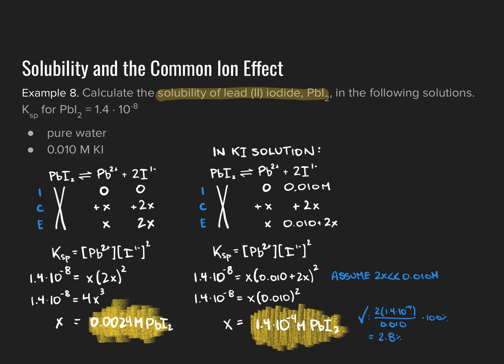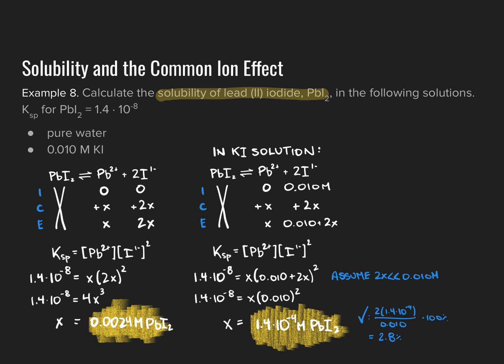Now again, I did make an assumption to solve this here, so let's check that assumption by taking the thing I assumed was small, which was the 2x value, so 2 times 1.4 times 10 to the negative 4th, and dividing that by the initial concentration I assumed it was small in comparison to, of 0.010 molar, and then multiplying this by 100 to express this as a percentage. I find here that my assumption introduced approximately 2.8% error into my calculation, which again fits within our 5% rule, so we're going to go ahead and accept that assumption.